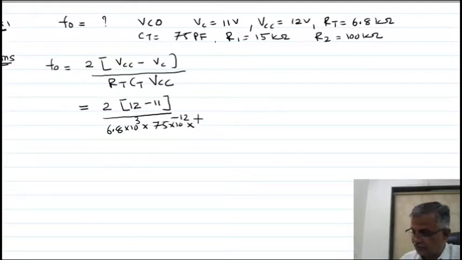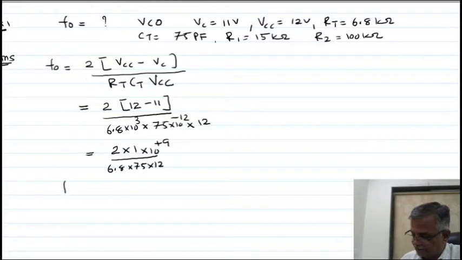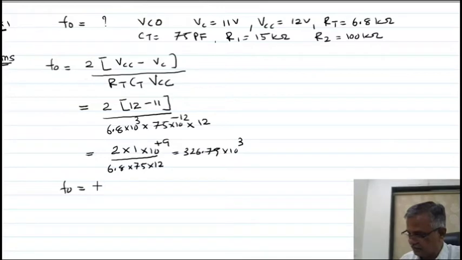The VCC they have given 12. So this is 2 into 1 into 10 raised to plus 9 upon 6.8 multiplied by 75 multiplied by 12. If you do these calculations, you will get 326.79 into 10 raised to 3. So your answer is 326.79 kilohertz.